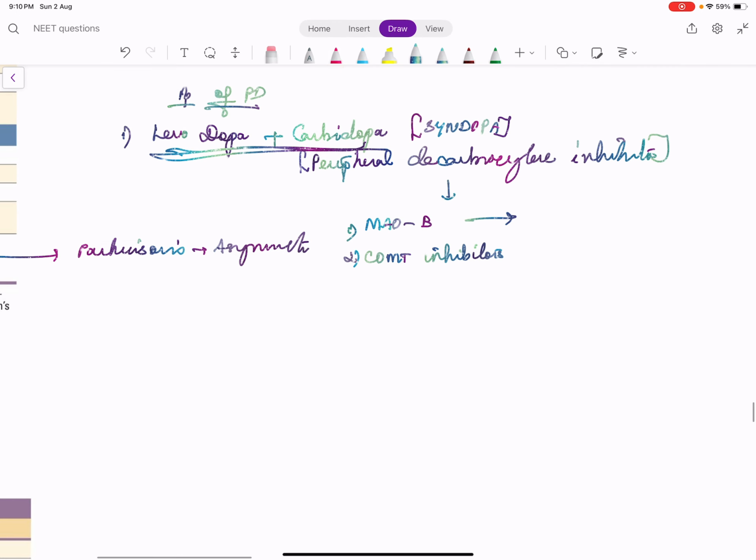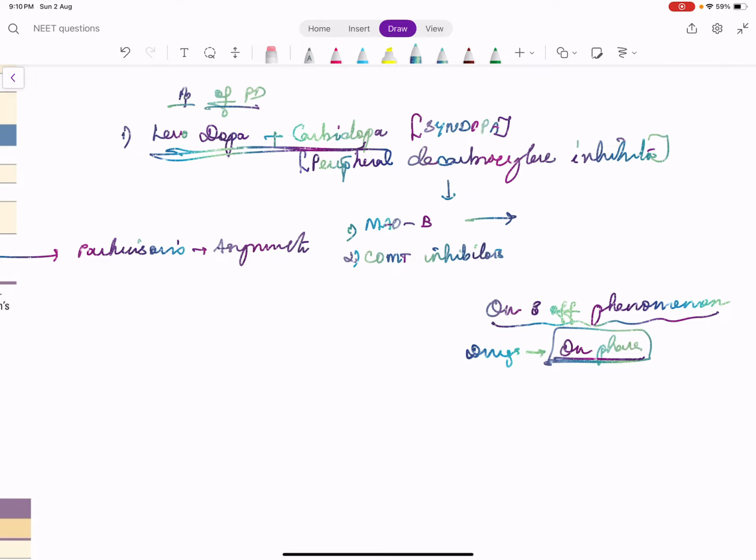Finally, one phenomenon occurs in Parkinson's, which is the on and off phenomenon. That is, Parkinson's will keep on progressing. So in the initial stage, when we give the drug, there will be a dramatic response. Initially there will be bradykinesia, but on giving the drug, bradykinesia improves. But later on, the on phase, that is the response phase, will become very, very less. On giving the drug, they will be symptom free for only 1 hour or 2 hours.